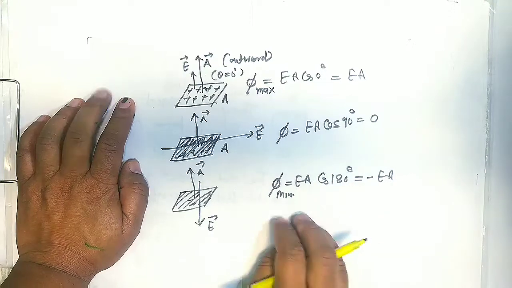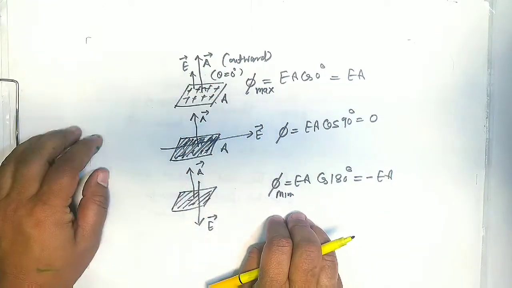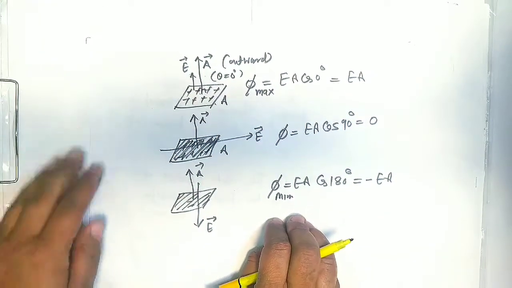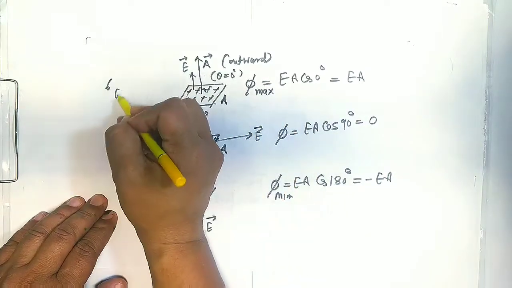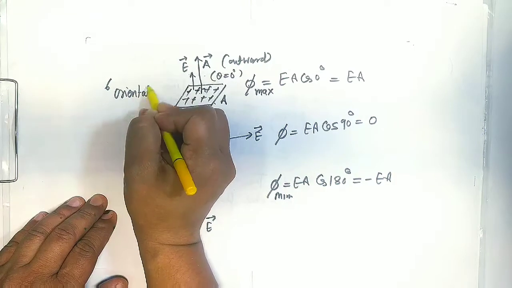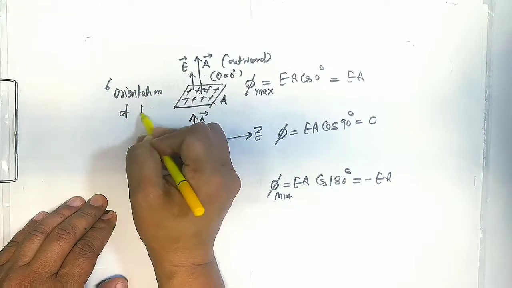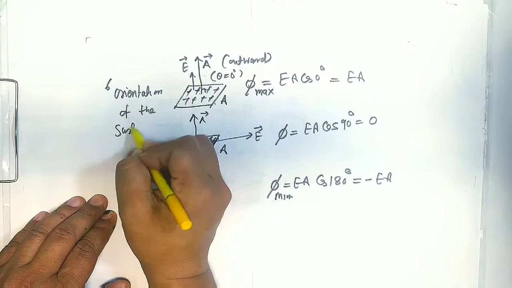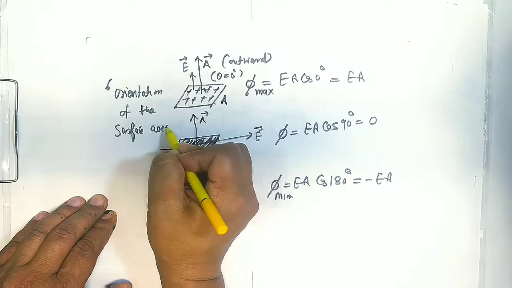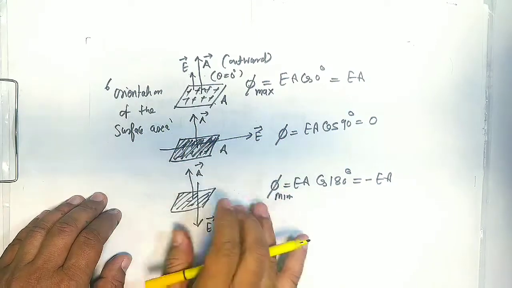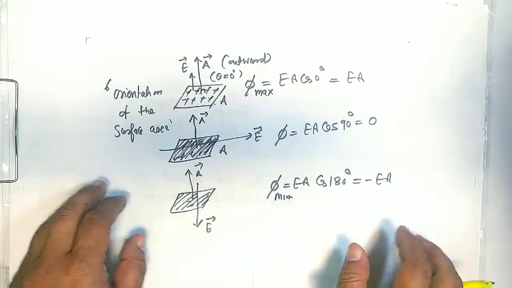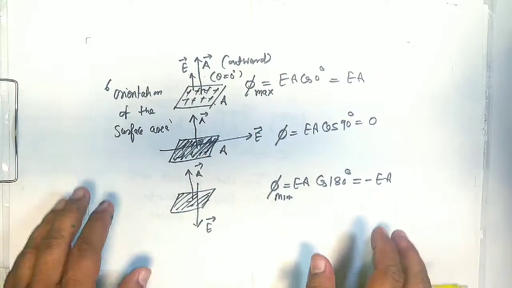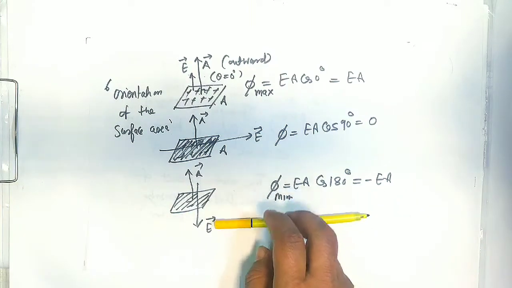So flux is nothing but the product of E dot A. A here is the area vector. Area vector is the orientation of the surface area. So we can see how we find out the area vector in this case. So this is electric flux. We'll carry on later on in this topic.